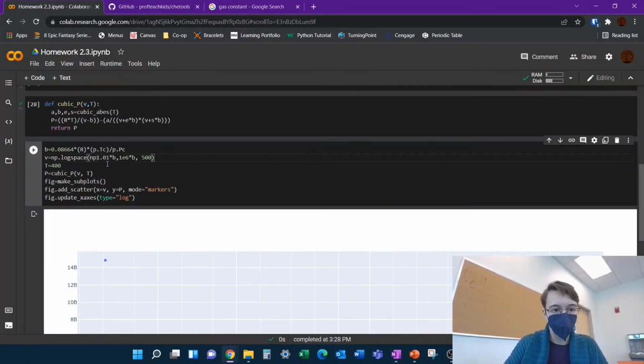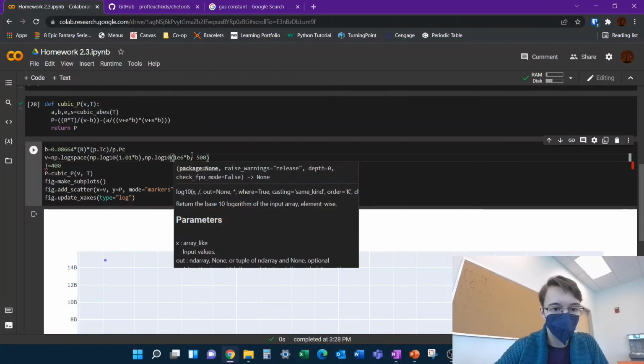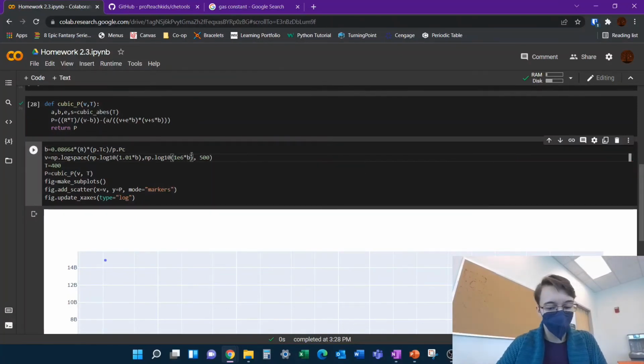Because then it'll just be the power of 1% bigger than b. We can do the same thing for the larger value. Just take the log of it. Right.